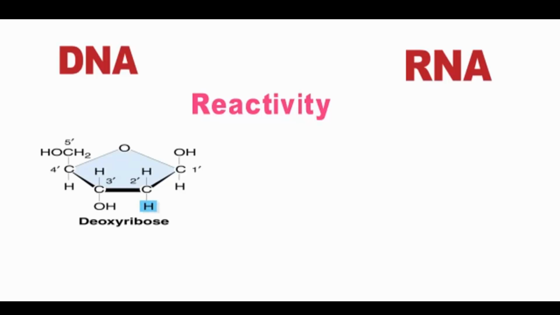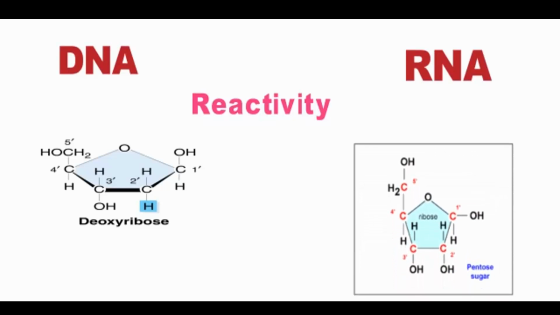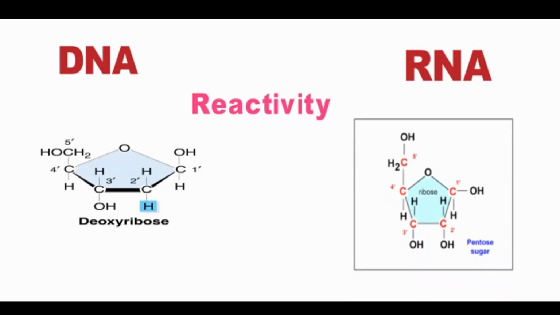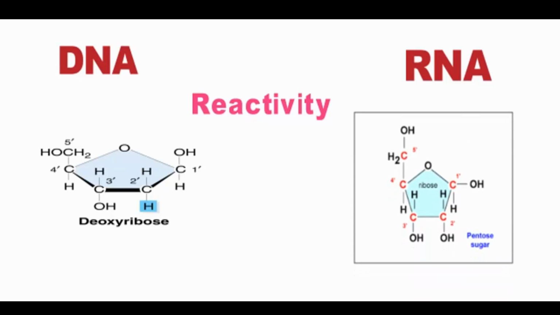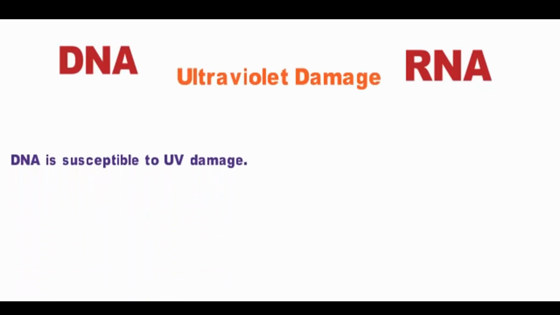The OH bond in the ribose of RNA makes the molecule more reactive, compared with DNA. RNA is not stable under alkaline conditions, plus the large grooves in the molecule make it susceptible to enzyme attack. RNA is constantly produced, used, degraded, and recycled. Ultraviolet damage: DNA is susceptible to UV damage. Compared with DNA, RNA is relatively resistant to UV damage.